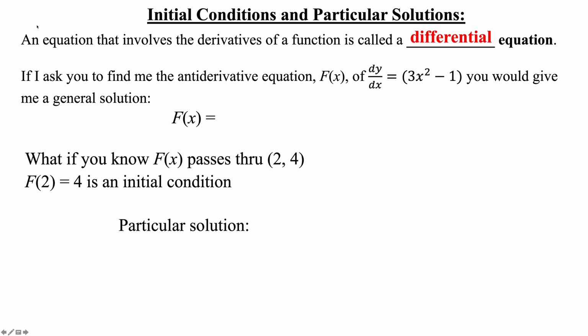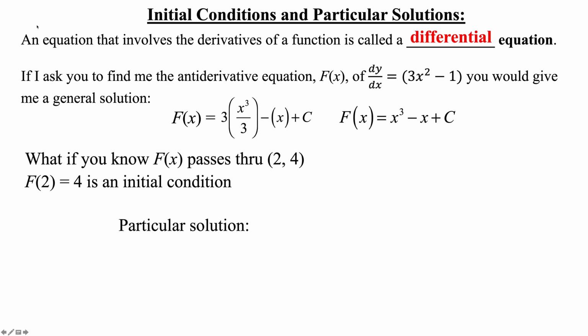If I asked you to find the antiderivative, capital F of x, of dy over dx equals 3x squared minus 1, you would give me a general solution. So we're going to add 1 to the 2, make it x cubed, then divide it by 3. Multiplying that by the 3 will cancel out to x cubed. Minus 1, we just multiply that by an x. That gives me minus x, and we add our c.